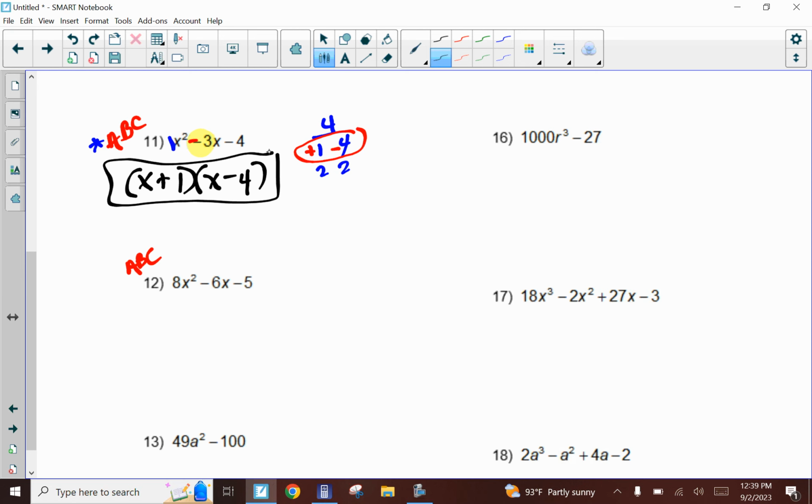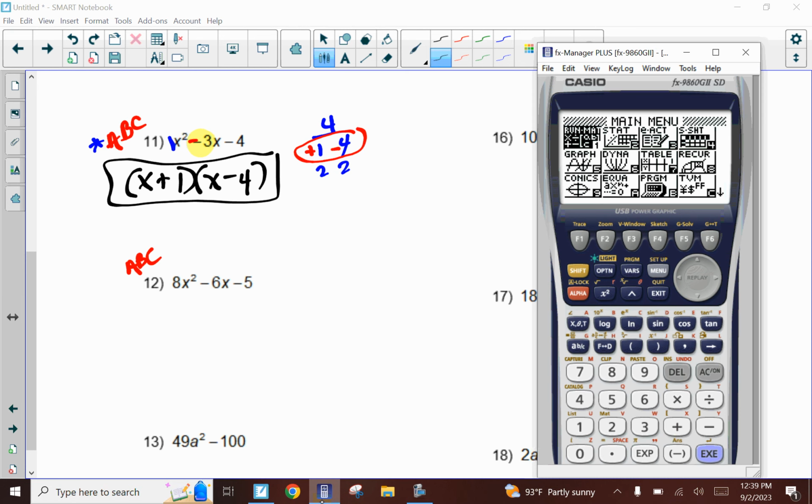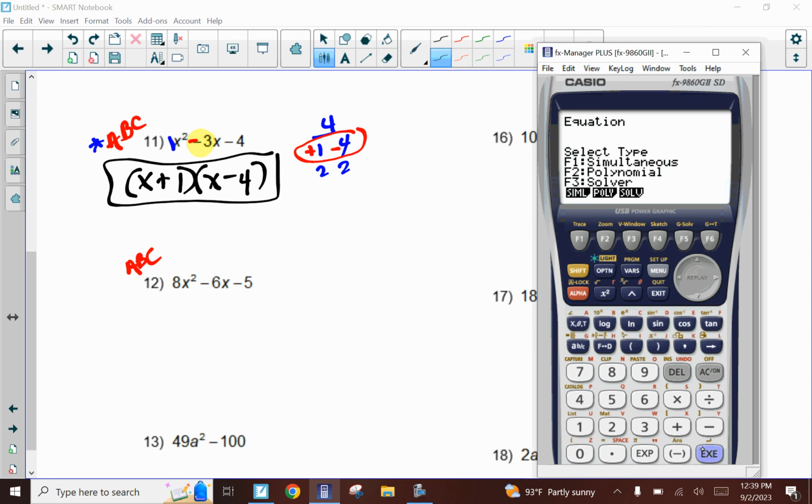Now, if you remember my life hack, the life hack for this was to use the solver. So the solver is the equation solver. Then we're going to go into our polynomial solver of degree 2. If it's got stuff in there, we can clear it out if you want. But all you have to do is enter the numbers only. So the a term is 1, the b term is -3, and then the c term is -4.